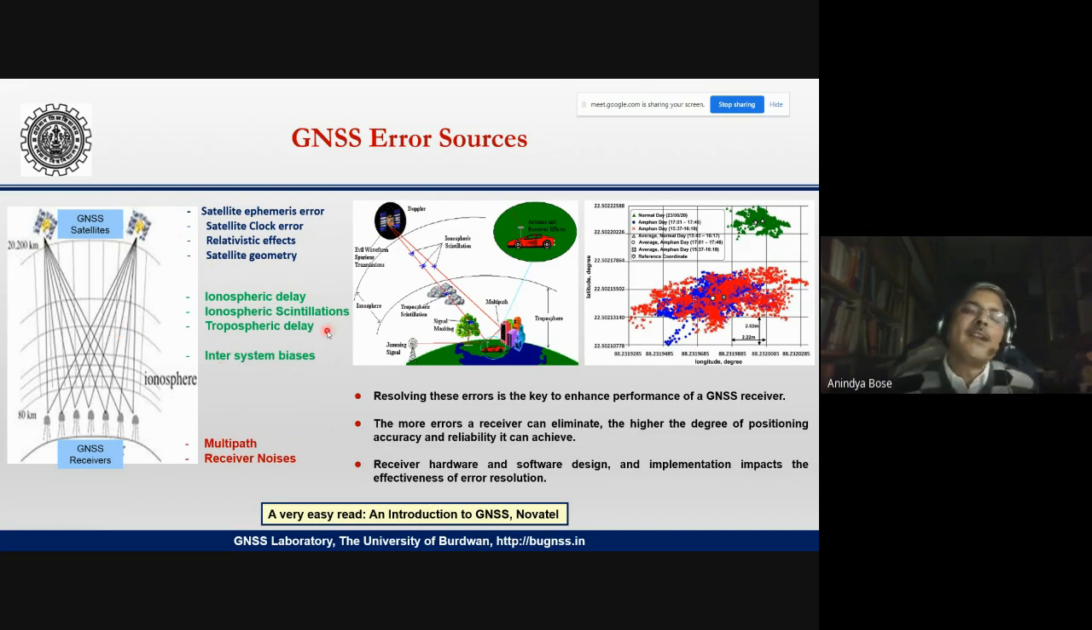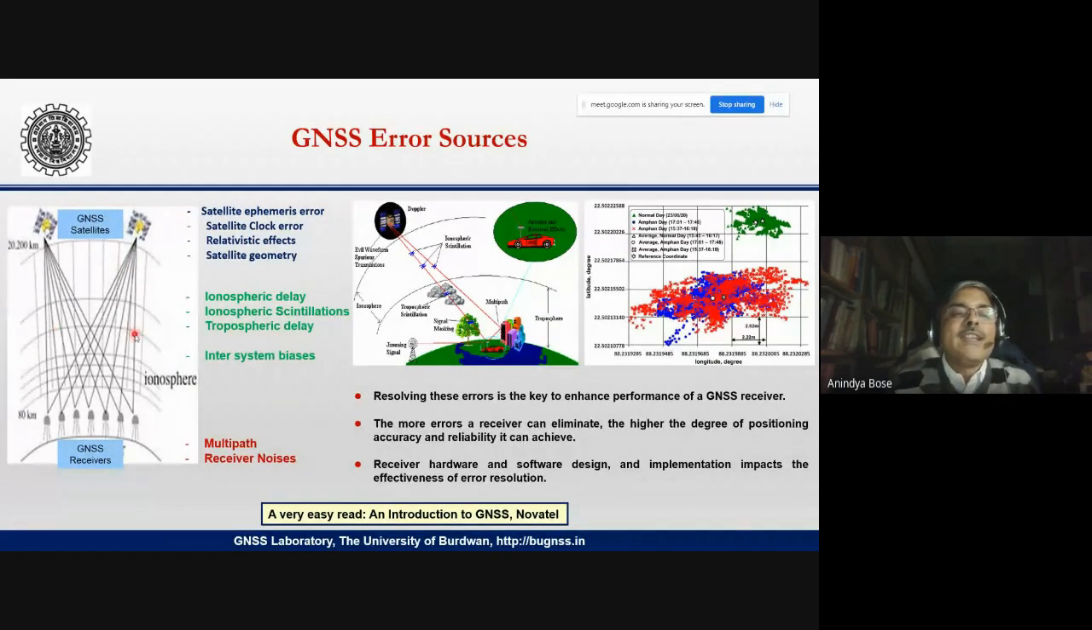Now comes the main culprit. When the signal passes through the ionosphere, you will hear about this more. The ionosphere is a layer of charged particles, right? These charged particles keep on varying. The number of charged particles, their density, and their location keep on varying due to several reasons. And a huge, sudden change may occur.